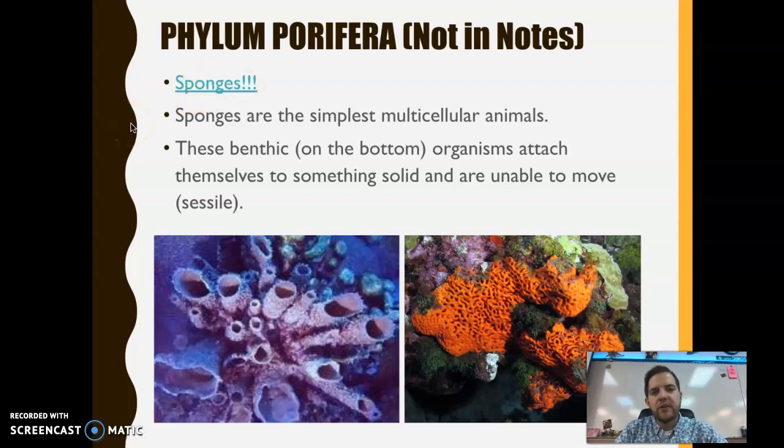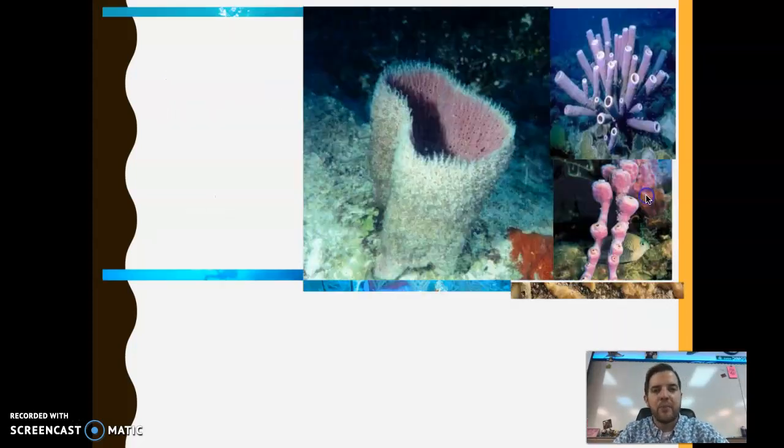A couple of things to remember, this is not in your notes, but sponges are the simplest multicellular animals. So they are kind of the original animals. They live on the bottom and they attach themselves to things and then they never move. So they're sessile. That might seem a little weird, because you're like, wait a minute, aren't animals supposed to be able to have movement? Well, yeah, at some stage in their life. Porifera larvae, or sponge larvae, basically the embryonic baby form of the organism, is able to move around. And so that is where it gets that complex movement.